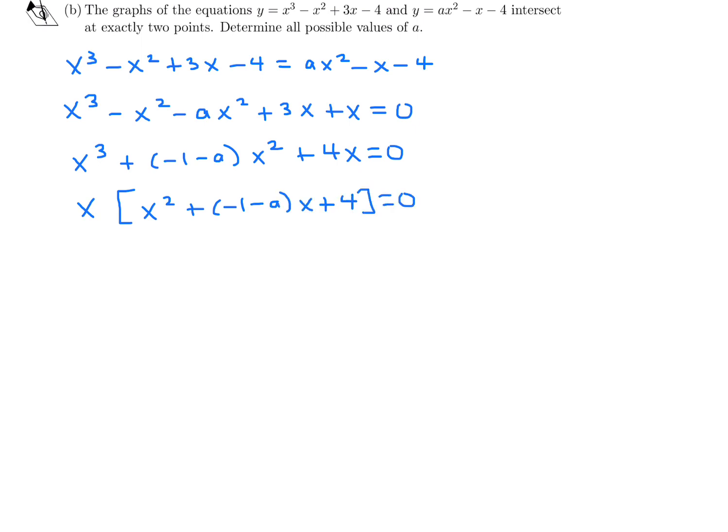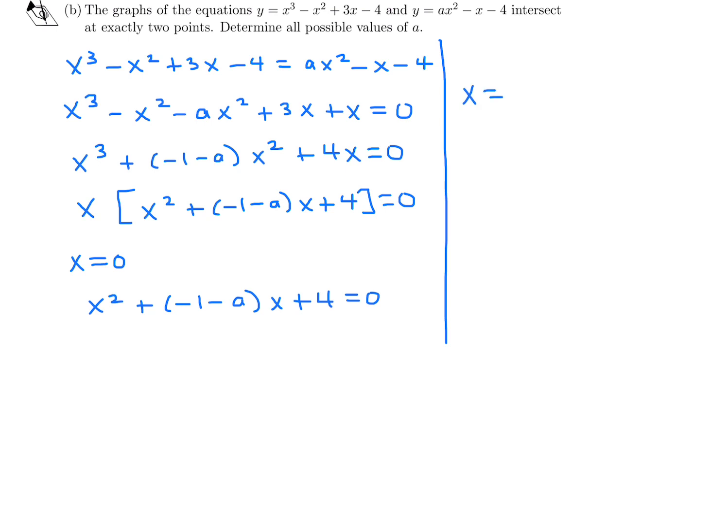All right, so that means the first root x is equal to 0. Okay, that doesn't really help me in any way, but that's the first root. The next root, of course, is when that equals 0. So when x squared plus (minus 1 minus a) x plus 4 is equal to 0. All right, well, this one obviously requires a quadratic. So let's do that over here.